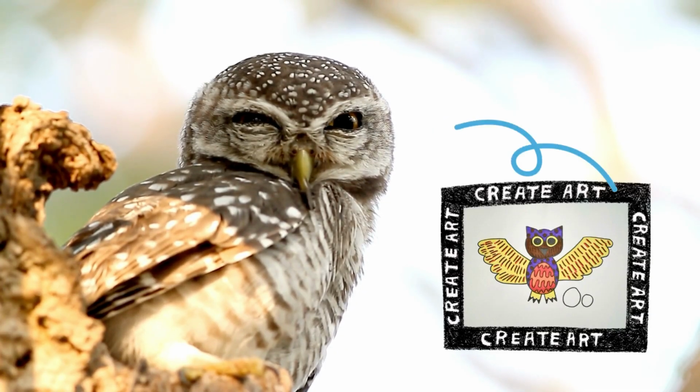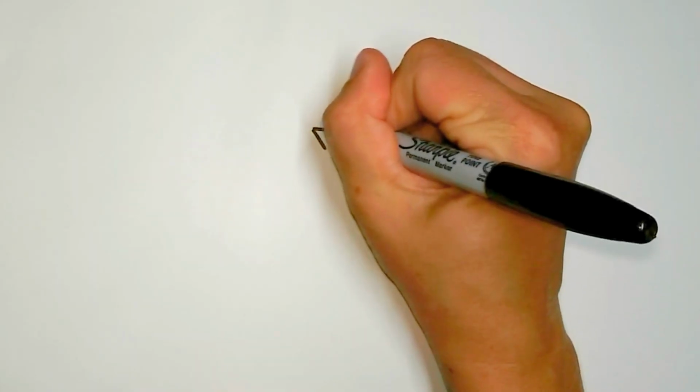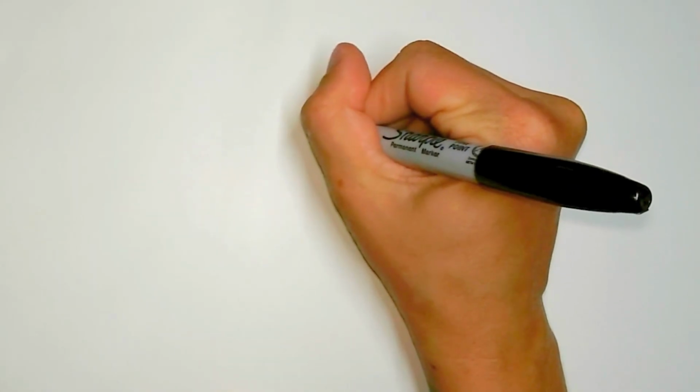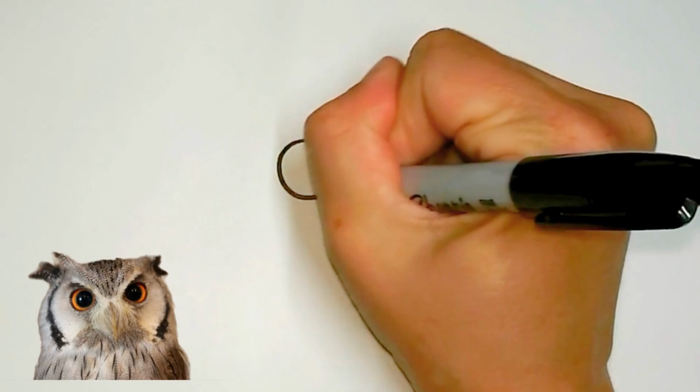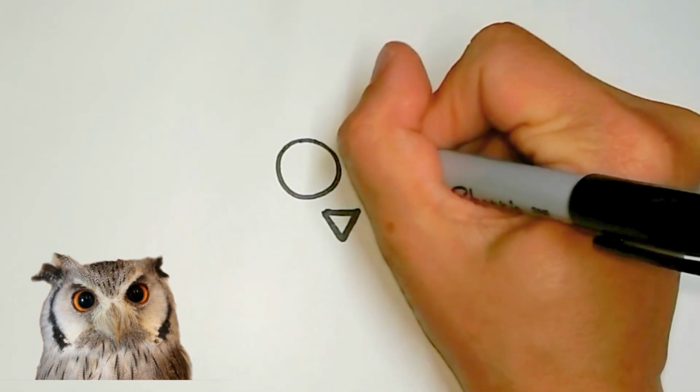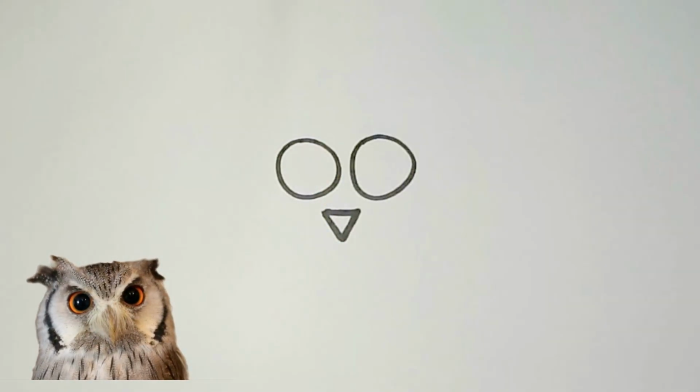Time to create our owl art. Do an upside down triangle. That's going to be our owl's nose or beak. On either side and above, we're going to do larger circles because our owl's going to have some big old eyes.